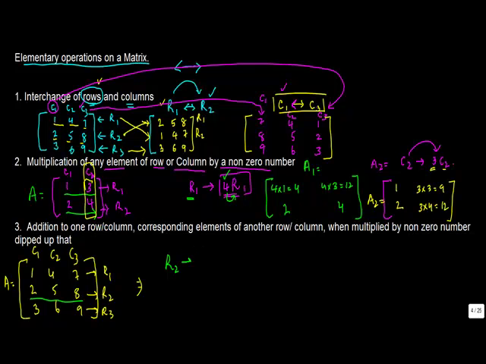Row 2 is to be changed. It's not an interchange, it's to be changed. Okay, how come? Corresponding elements of another row. So let's say we add R1 to it. So we say R1 plus column when multiplied by a non-zero number.